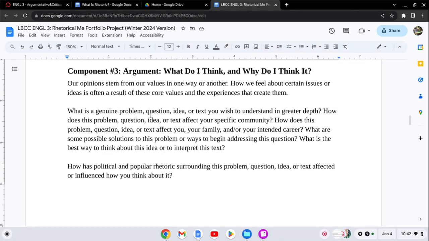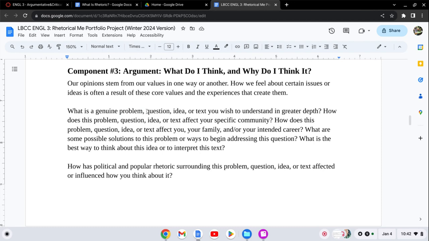So I'm going to pause here and just clarify this a little bit. A genuine problem, so this is a problem that you are concerned with. You actually care about this problem. So independent of school, disregard the fact that we're working on a project for a class. This is a problem that you care about in your own life. It's something that you're concerned with, okay? So that's what you could choose to focus on.